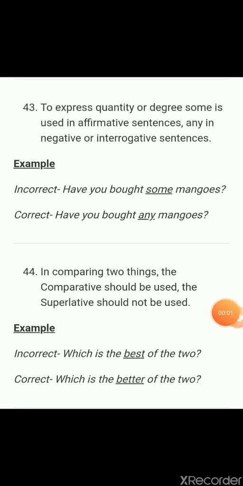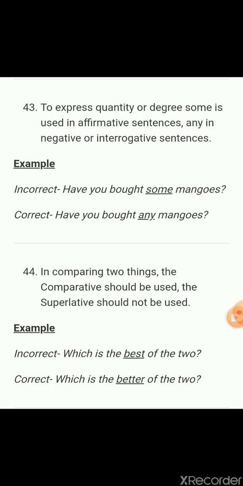Rule number 43: to express quantity or degree, some is used in affirmative sentences, any in negative or interrogative sentences. Very simple to understand. I make your things a little simple. Negative and affirmative, you know the difference? With some negation, that is known as a negative statement. But where there is no negation, a positive statement is known as an affirmative sentence.